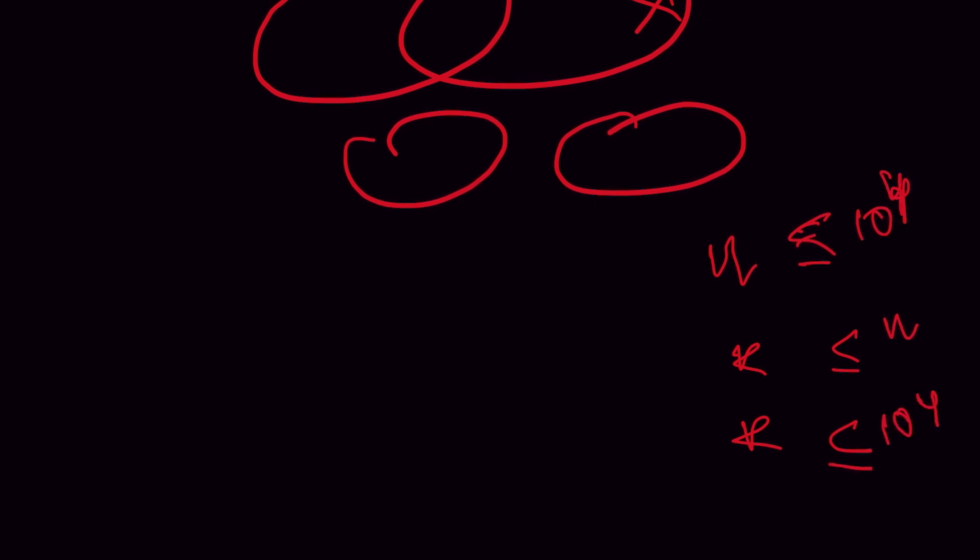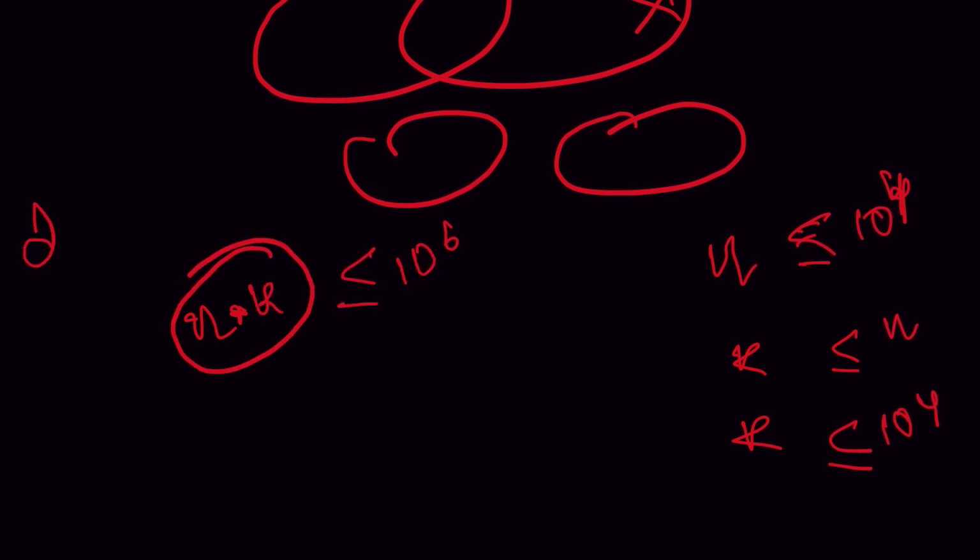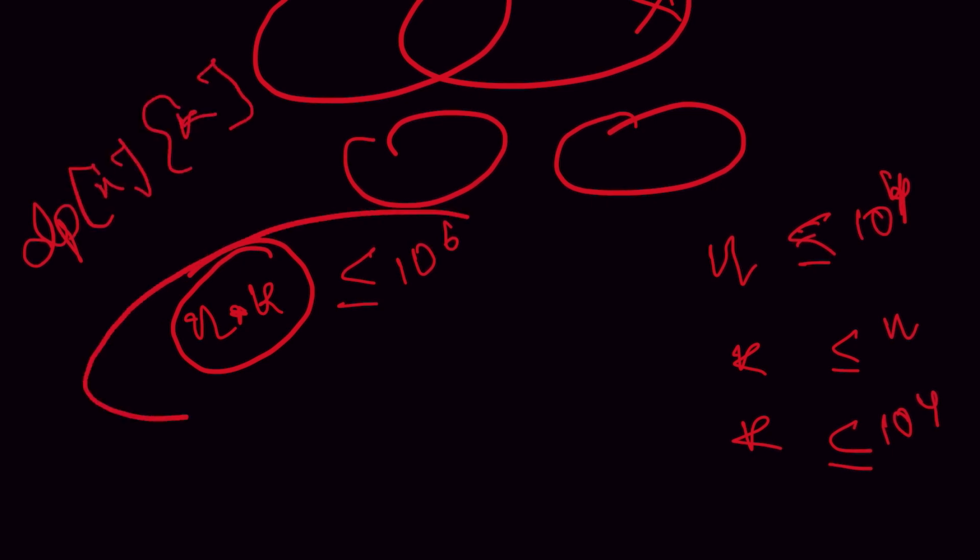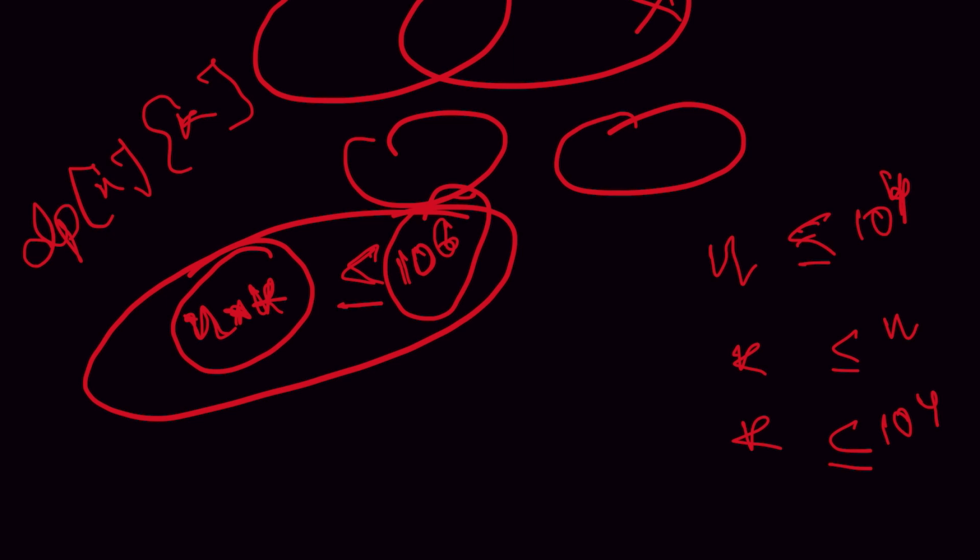In the question, the value of n is less than or equal to 10 to the power 4, and the value of k is less than or equal to n, so k can also go up to 10 to the power 4. But there is also one thing mentioned, that n times k will always be less than or equal to 10 to the power 6. It means we can for sure have a dp of n times k, so for sure you can have a memory of 10 to the power 6.